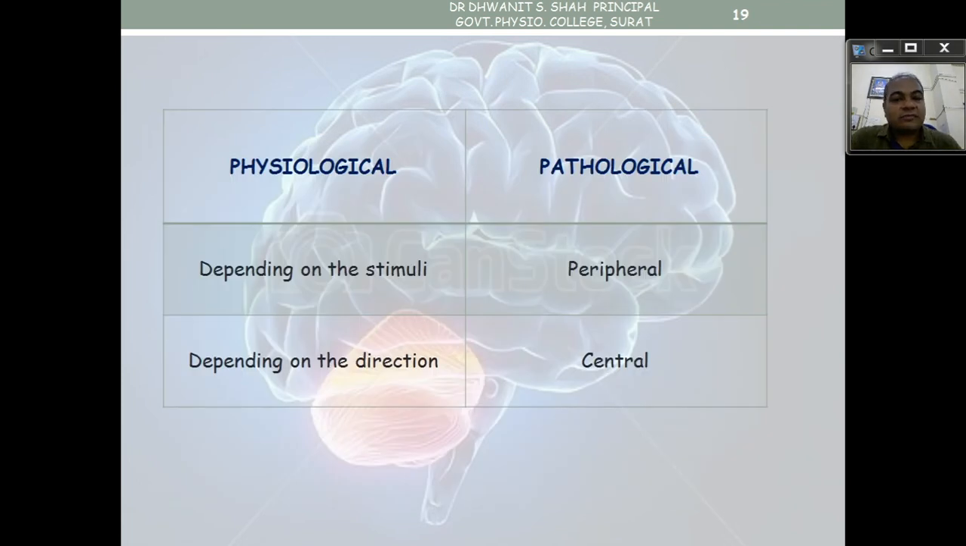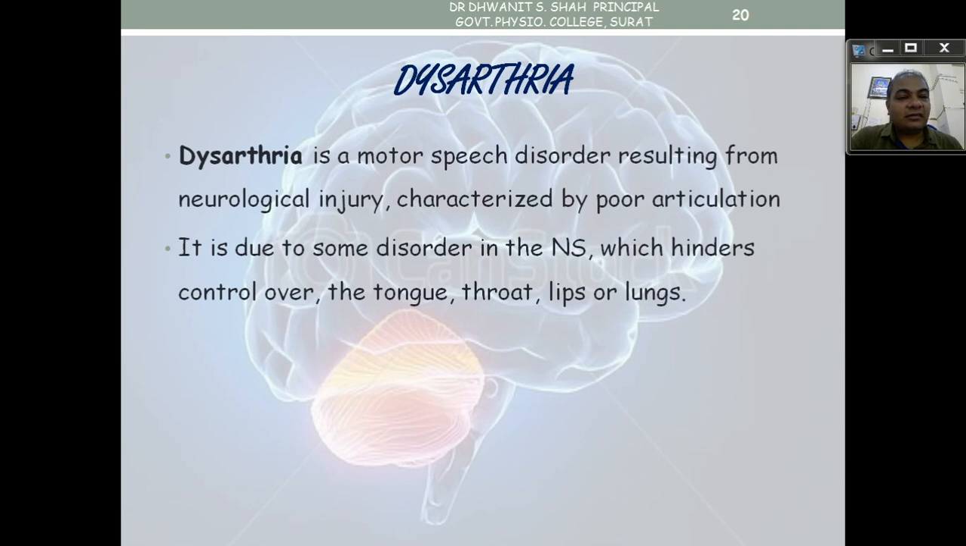Physiological nystagmus depends on the stimuli. Pathological nystagmus is peripheral. Physiological nystagmus depends on the direction, while pathological nystagmus is in a central direction. The stimulus is given peripherally in pathological nystagmus, and depending on the direction, it is always a central direction in pathological. These are the three.